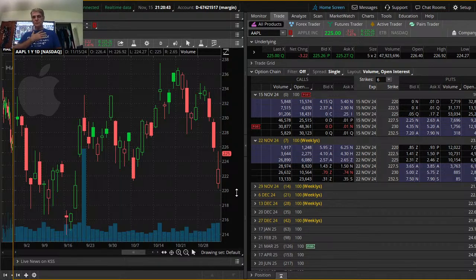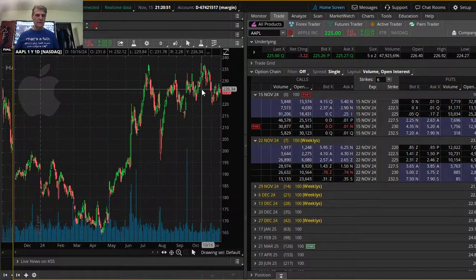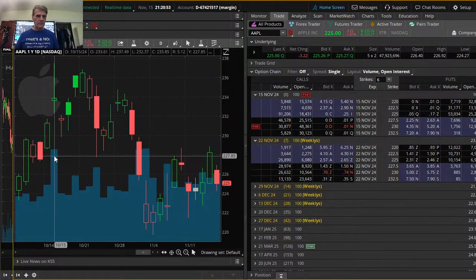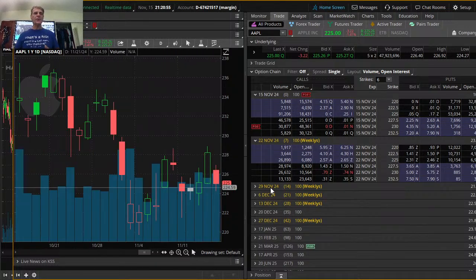All right, so we're looking at Apple. Now, we did a nice couple of trades on Apple, but look at the numbers. Let's go all the way back. So here's the last 30 days. By looking at the chart, what does the chart tell you? I mean, it's actually really simple.